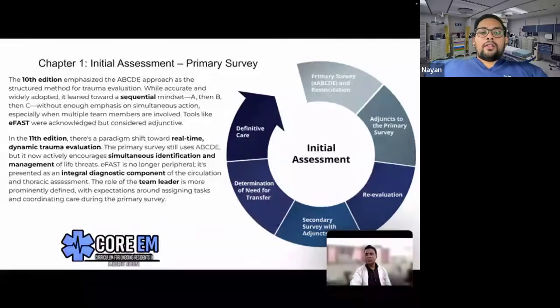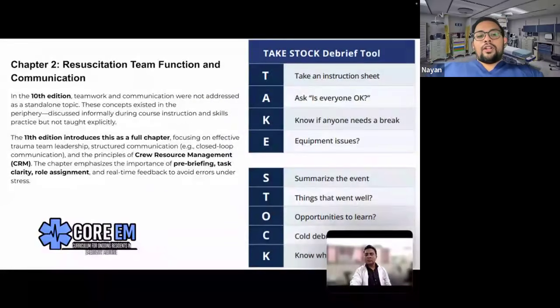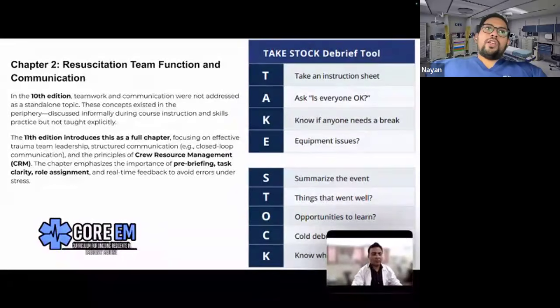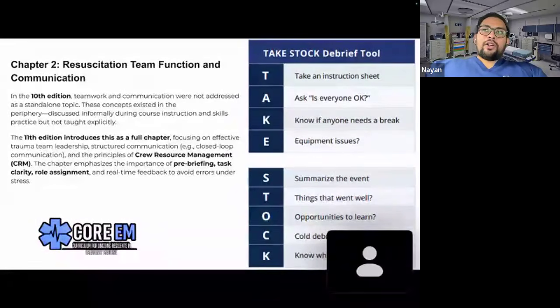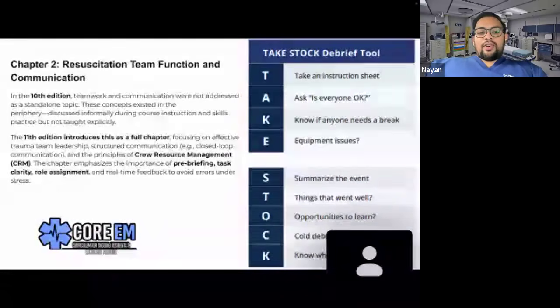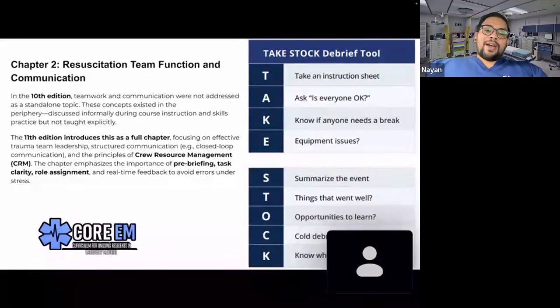The second chapter is a new chapter, and it focuses on effective trauma team communication and leadership, because they felt that a maximum of the human errors in trauma management could be avoided by good communication. So that's why they have brought this concept, and they have made the principles of crew resource management and pre-briefing, task clarity, role assignment. All of these are emphasized to avoid errors, and they've given a debrief tool also.